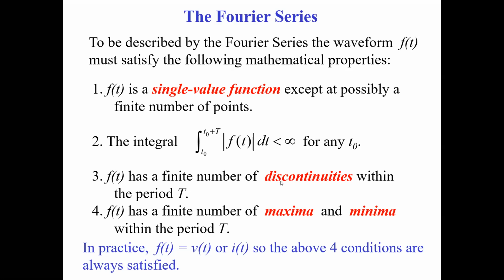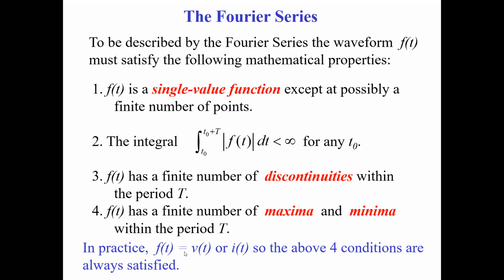f(t) has a finite number of discontinuities within the period T. f(t) also has a finite number of maxima and minima within the period T. So it will have a finite number of discontinuities in the period T, and a finite number of maxima and a finite number of minima within the period T.